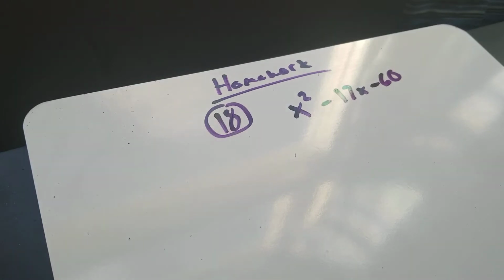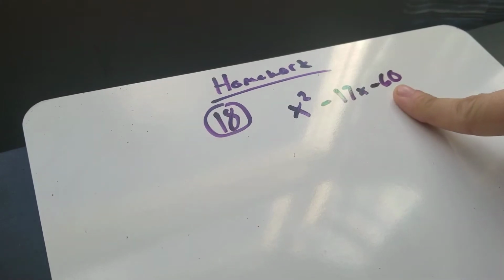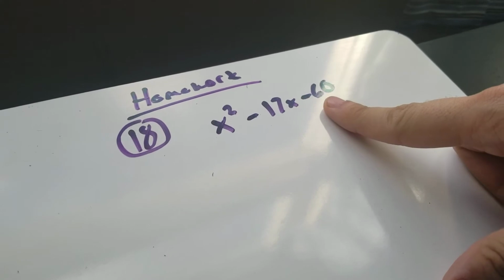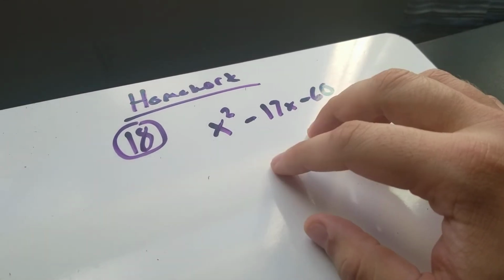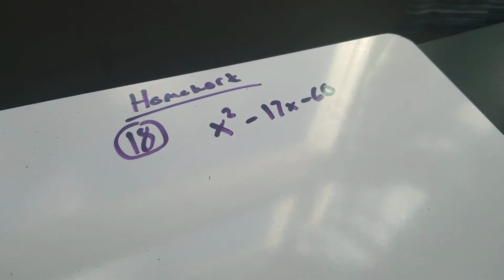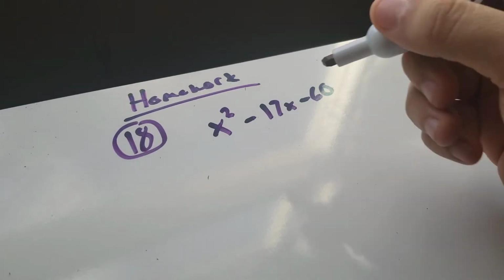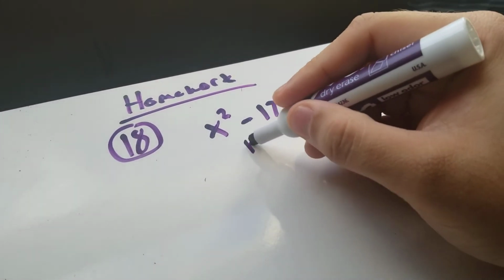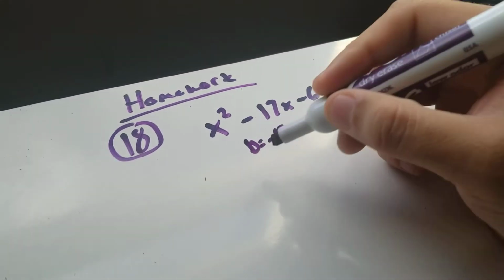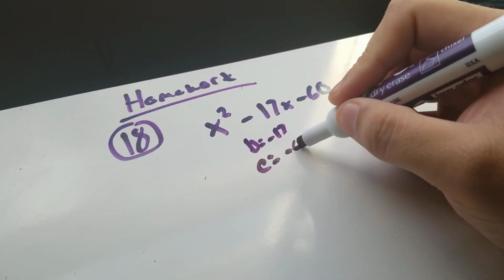Some people just left it basically, they said, oh, the problem should have been plus 60. Some people assumed it was plus 60. I'm going to tell you, you can do this problem. All right. So my first step is to identify what B and C is. So B is negative 17 and C is negative 60.